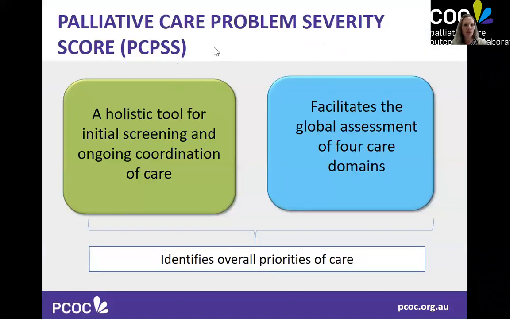The Palliative Care Problem Severity Score, or PCPSS, is a holistic tool for initial screening and ongoing coordination of care. It can be used daily or at each patient contact. It facilitates the global assessment across 4 palliative care domains, and it can be used by anyone in the palliative care team. It helps identify overall priorities of care and review the effectiveness of your care plan.